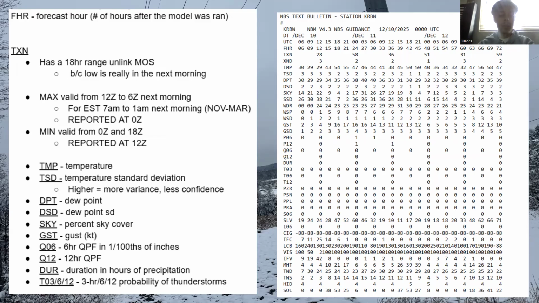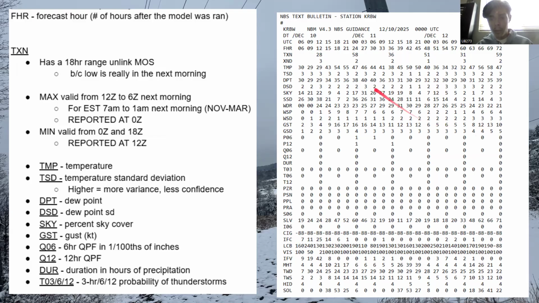Then P12 is 12-hour precipitation, and Q06 and Q12, that's the 6-hour and 12-hour QPF. Remember, that's the liquid precipitation, liquid equivalent, in hundreds of inches, and that's zero in this case.